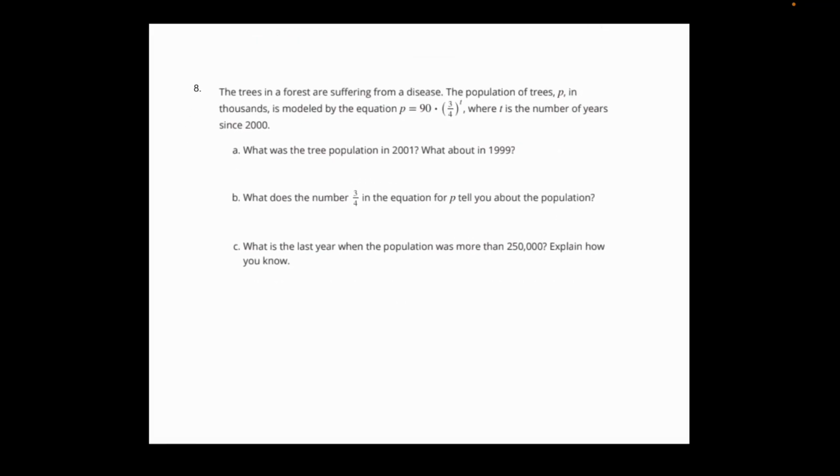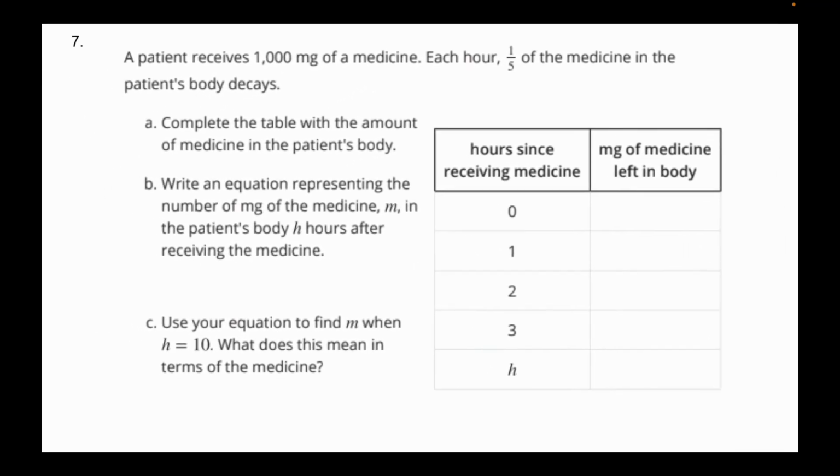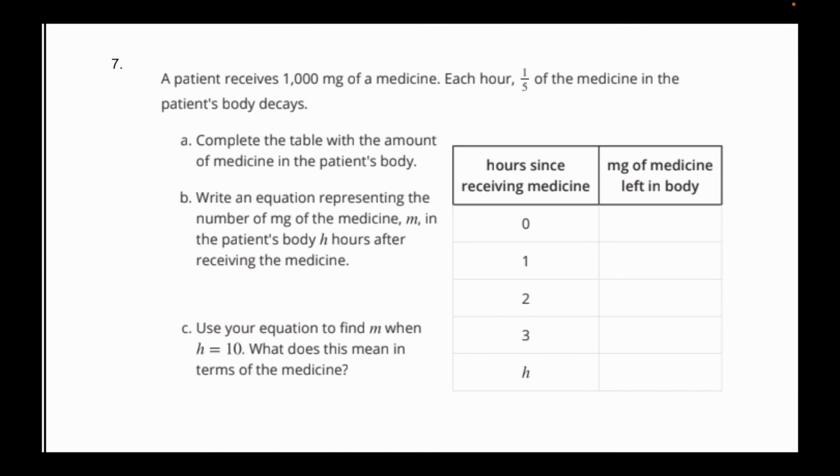We're going to flip over to 7 and 8, and then we are going to be done. So this is another person with, in this case, it is milligrams of medicine, and they are a patient instead of just a person with a chemical. But the same idea applies. So each hour, 1/5 of the medicine in the patient's body decays. So that means 1/5 disappears. So 1 minus 1/5 means that 4/5 is left. That's what I think about initially before even reading the rest of the question.